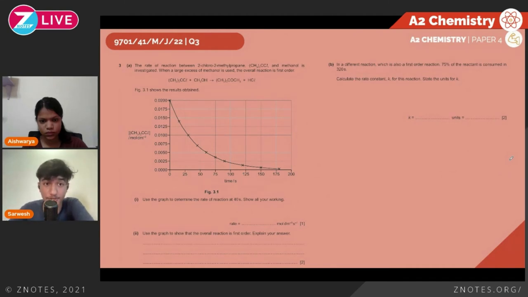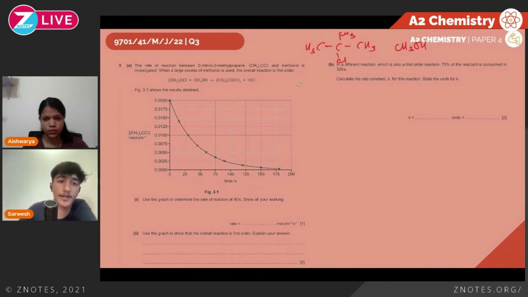The rate of reaction between 2-chloro-2-methylpropane, (CH3)3CCl, okay, so this is a molecule, and methanol, CH3OH, is investigated. When a large excess of methanol is used, the overall reaction is first order. Use the graph to determine the rate of reaction at 40 seconds. Show all your working.